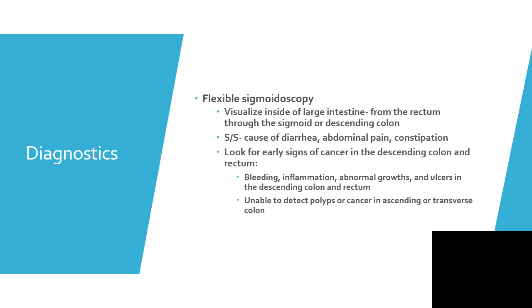Further diagnostic testing of the flexible sigmoidoscopy, this gives you a visualization of the large intestine, all the way from the rectum through the sigmoid and descending colon. Some of the signs and symptoms your patient might be having are diarrhea, abdominal pain, constipation, and this is a test that really helps look for early signs of cancer in the descending colon and rectum. Maybe your patient's been having bleeding, inflammation, there's been some abnormal growth sighted or ulcers in these areas. This exam cannot detect polyps or cancer in the ascending or transverse colon. It's really just for the lower portions of the rectum and sigmoid colon.